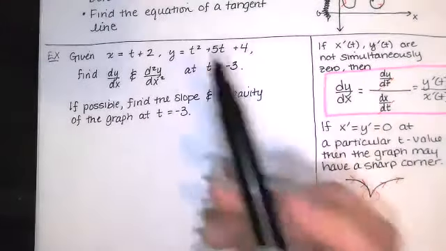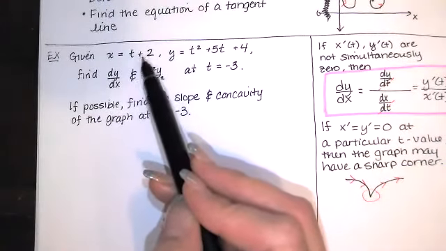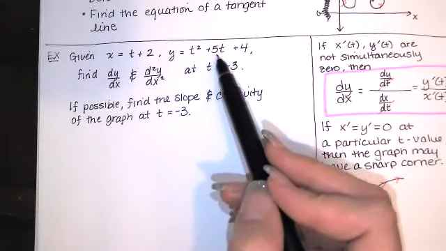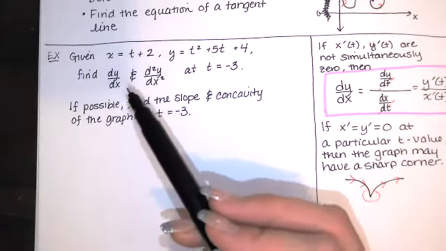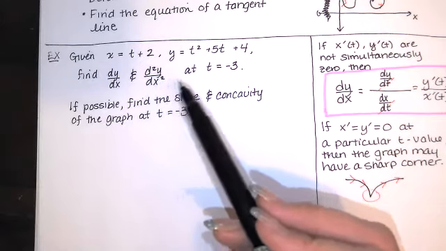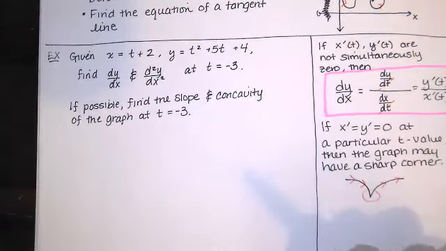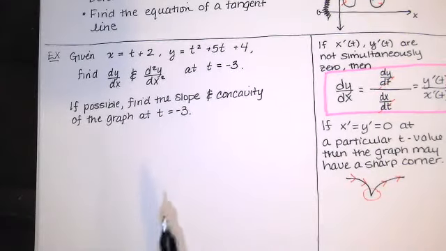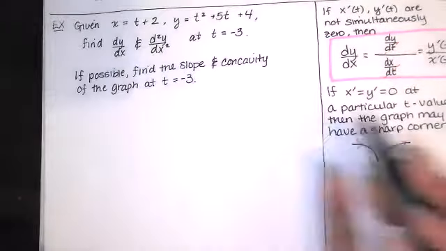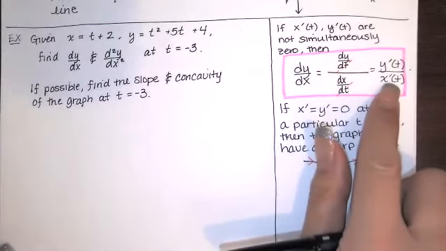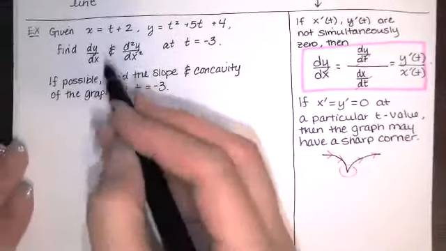I've got x equals t plus 2, excuse me, and y equals t squared plus 5t plus 4. And we're asked to find the derivative of y with respect to x and the second derivative of y with respect to x at a particular t value, which happens to be t equals -3. And then we're asked to find the slope and concavity of the graph at t equals -3. So according to our formula, all I need to do is find y prime and x prime and divide to find dy dx.